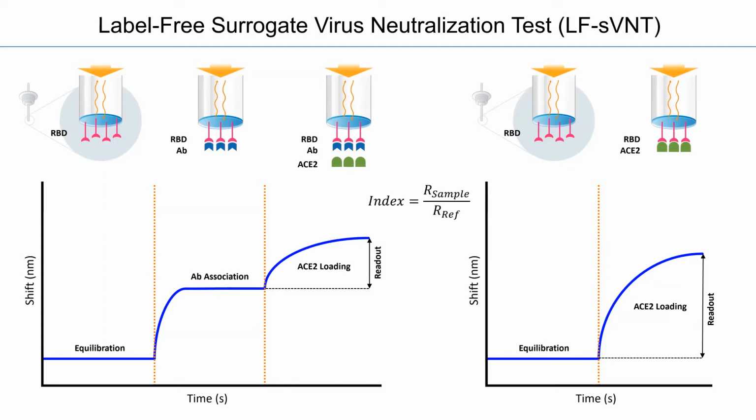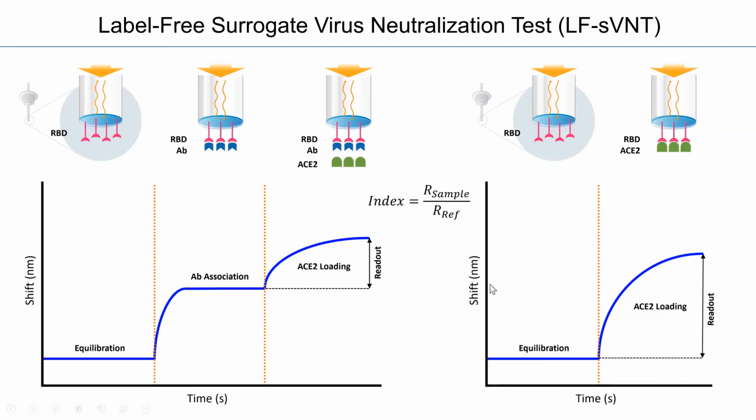And then we place the sensing probe into a solution of angiotensin converting enzyme 2, the ACE2. And as we know, ACE2 is the binding target of RBD. So if the RBD on the sensing probe surface is completely neutralized by the antibodies, no ACE2 will be able to bind to the sensing probe surface. However, if the RBD is not completely neutralized, then some ACE2 will bind to the probe surface. So the signal increase in this step is our readout, which is correlated to the amount of ACE2 bound to the surface. In other words, it's the amount of RBD that is not neutralized by the antibodies.